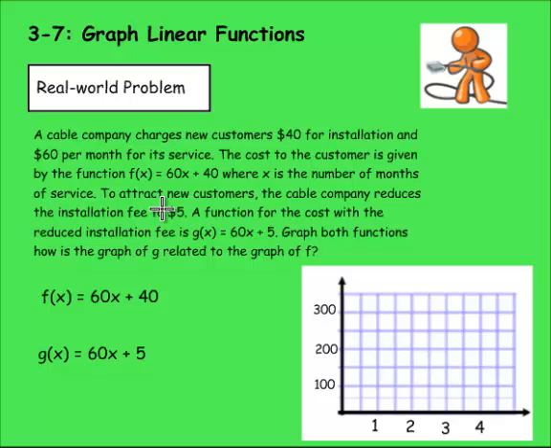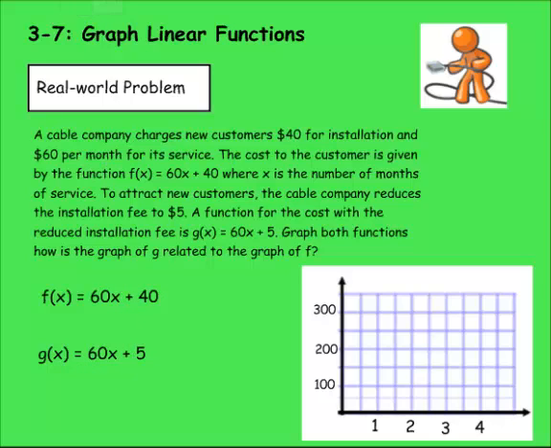To attract new customers, however, the cable company reduces the installation fee to $5. So the function for the cost with this reduced installation fee is the output equals 60 times the x, or month, plus only 5 now instead of 40. So graph both functions, and then we're going to say how is the graph of g related to the graph of f. So f is the old deal where you paid $40 for your installation, and g is your new deal where you pay only 5.